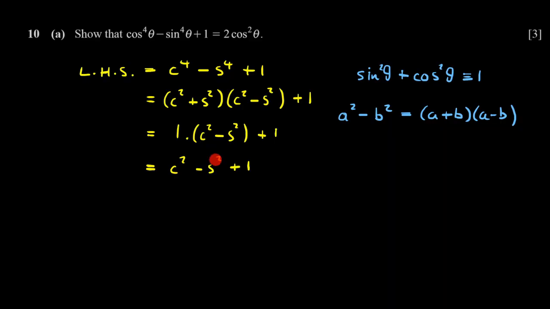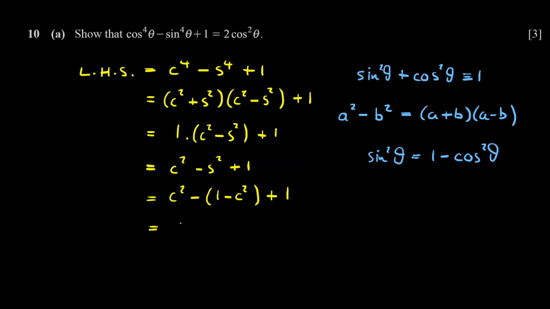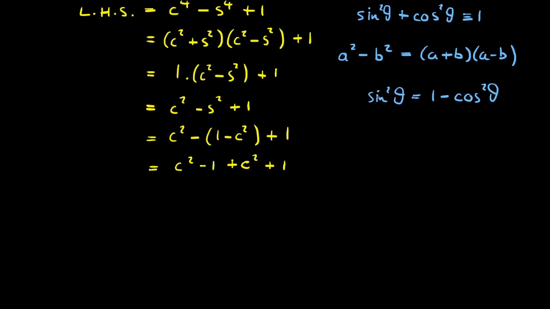So what's the thing we really need to get rid of? Well, we need to get rid of the sine squared. Well, if we use this identity here, sine squared plus cos squared is equal to 1, then we just have to rearrange that a little bit to get sine squared theta is equal to 1 minus cos squared theta. So I can replace my sine squared with 1 minus cos squared. So I've got here cos squared minus bracket 1 minus cos squared plus 1. And so that's going to give me cos squared minus 1 minus cos squared, so that's plus cos squared plus 1. And cos squared plus cos squared is 2 cos squared.